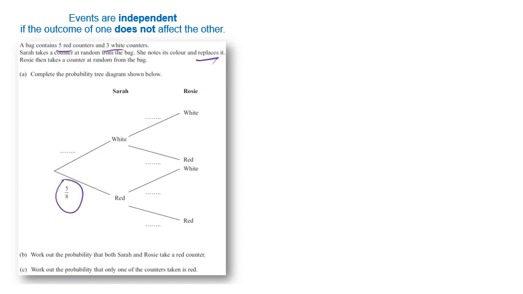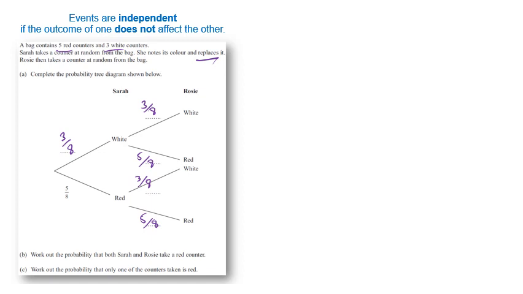So the probability it's red on the first pick is given here for us because 5 out of the total of 8 counters is red. Probability of white will be 3/8. Because it's replaced, these probabilities stay exactly the same on the second branches of our probability tree. 3/8 that it will be white, 5/8 that it will be red.